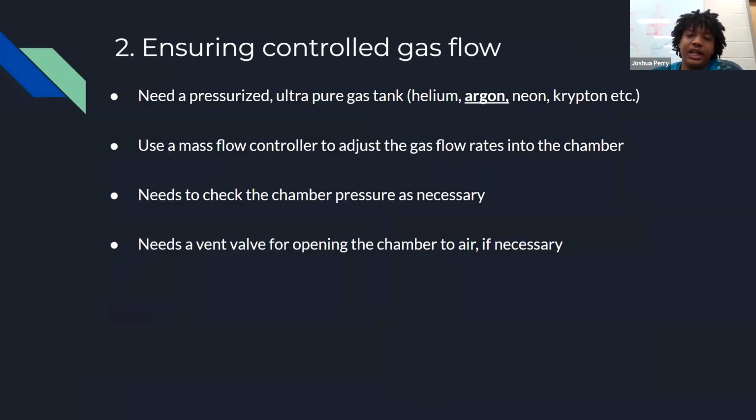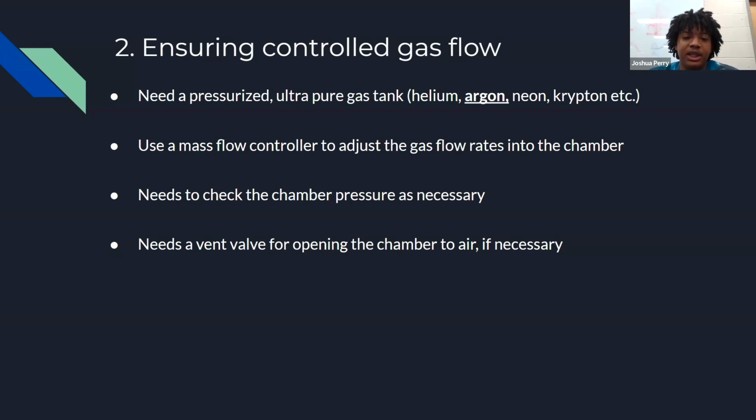And ensuring controlled gas flow, you need a pressurized ultra pure gas: helium, argon, neon, krypton. Here we use argon, and when you make a plasma with argon, it actually makes a pink glow, which we'll see later. You need to use a mass flow controller to adjust the gas flow rates into the chamber, and the pressure of the chamber needs to be checked.